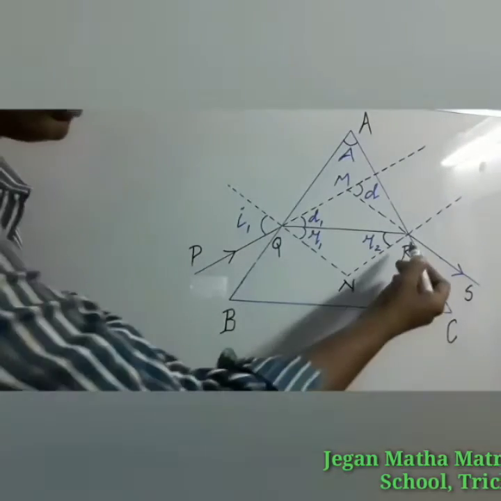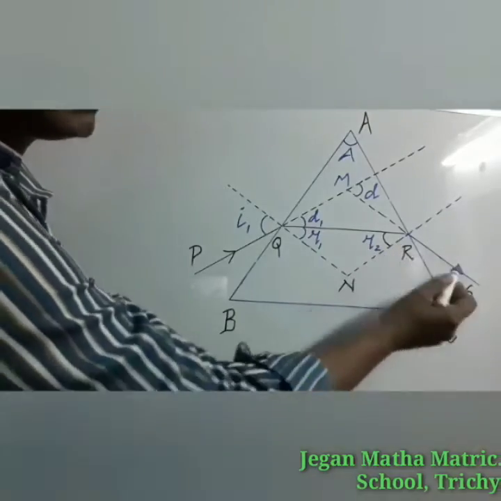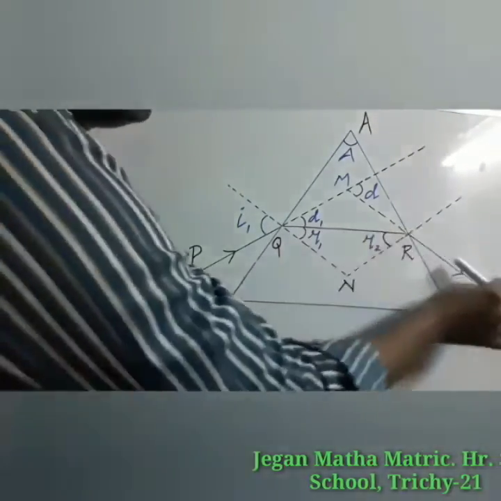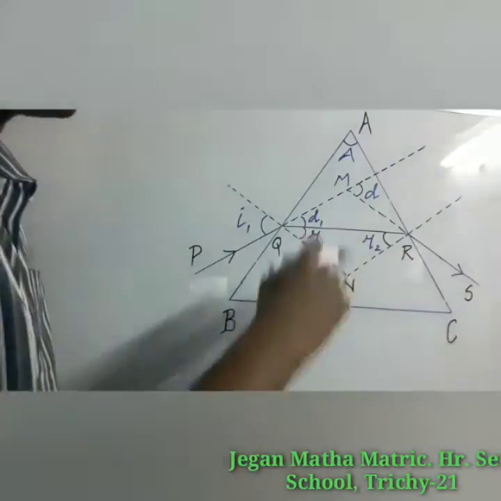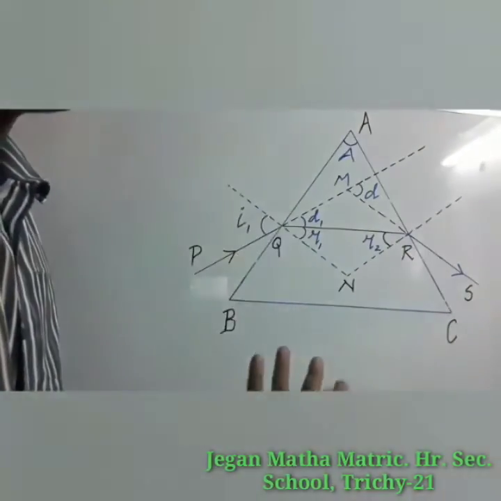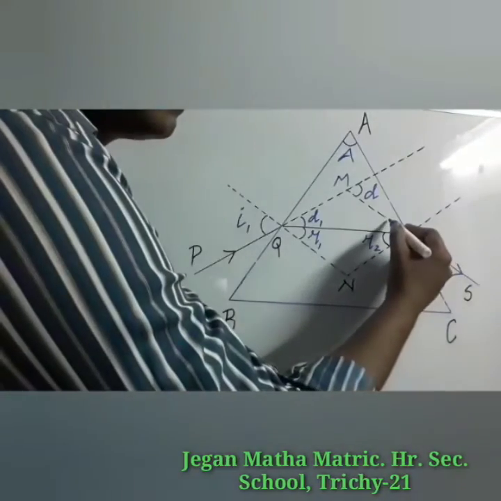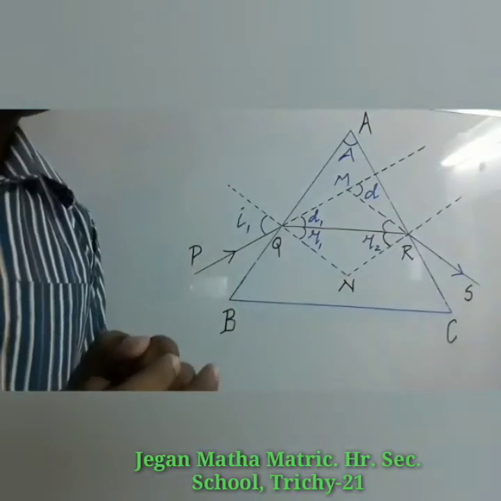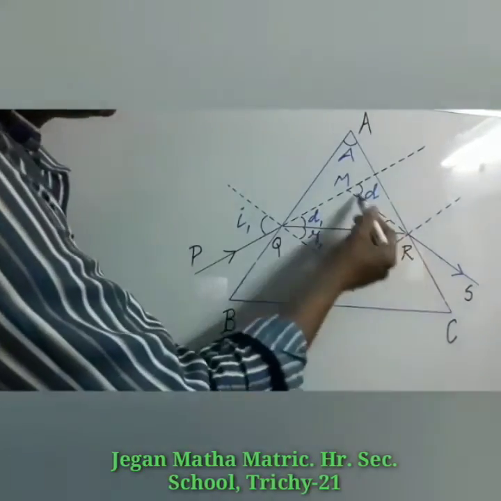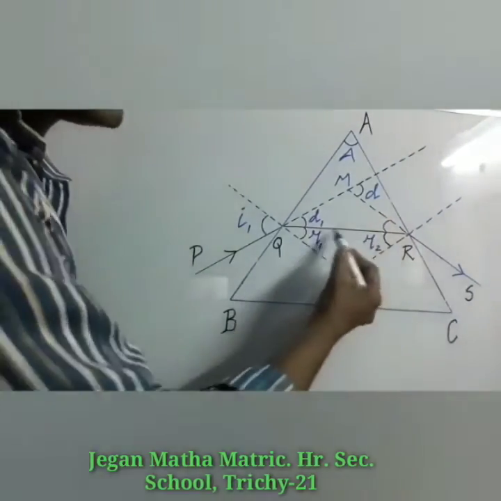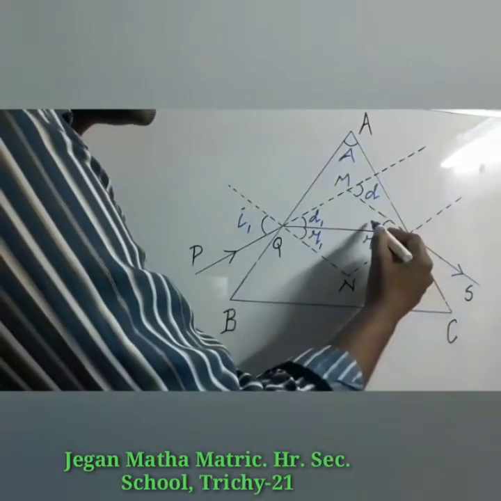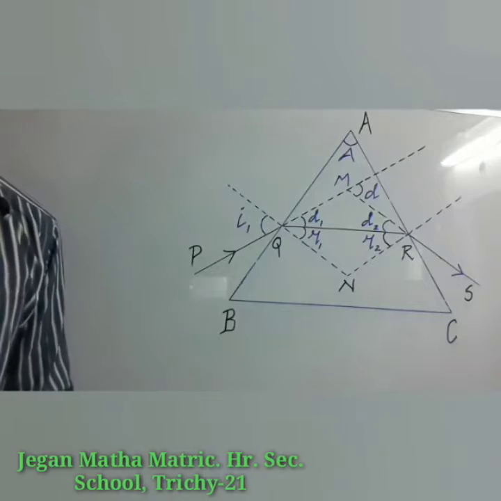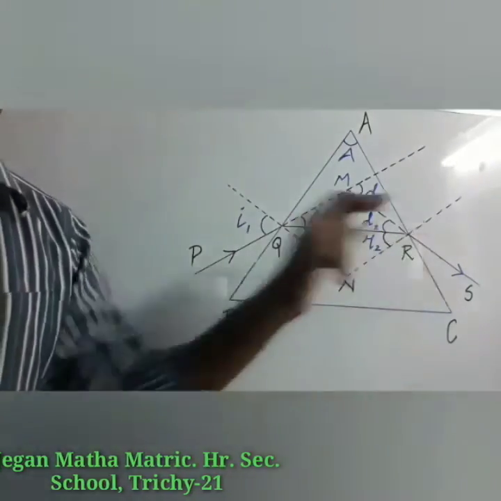Likewise at the point R, another deviation has taken place because the light ray which is traveling in a straight line is deviated at the point R. So there also we can note down the angle of deviation. At the point R, the angle of deviation is the angle between the extended emergent ray and the first refracted ray. So let us take that as D2. Let us find the angles of deviation at the point Q and the point R.